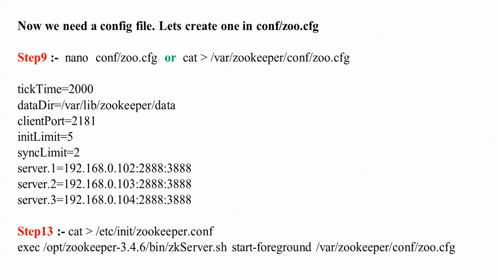Then we need to open the configuration file, zoo.cfg. You can use nano or vi. Type this as it is, just copy and paste, and assign the IP addresses here. Then step 13 is to open the configuration file of Zookeeper again.